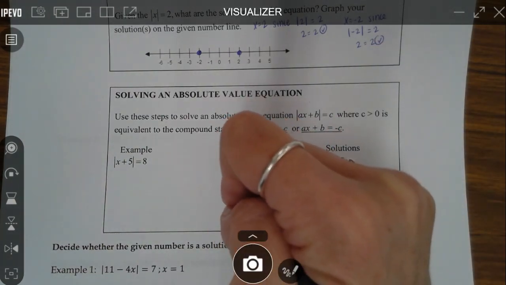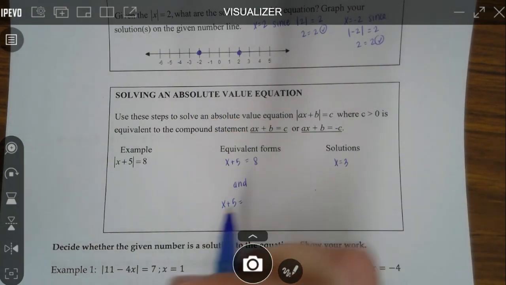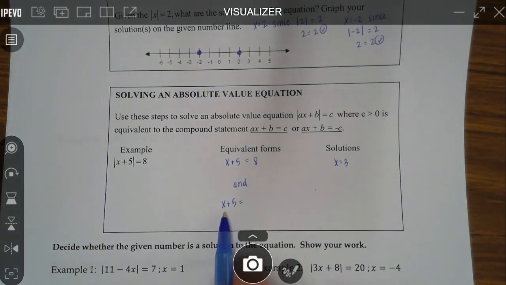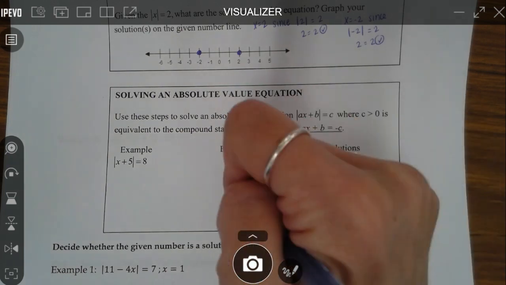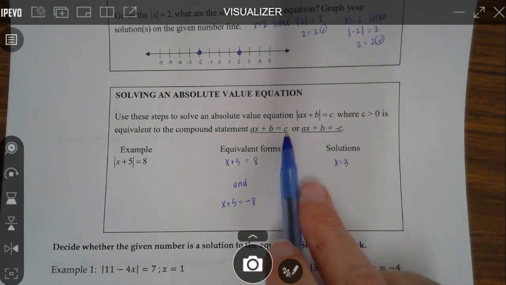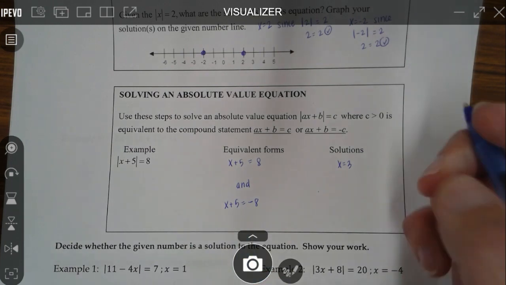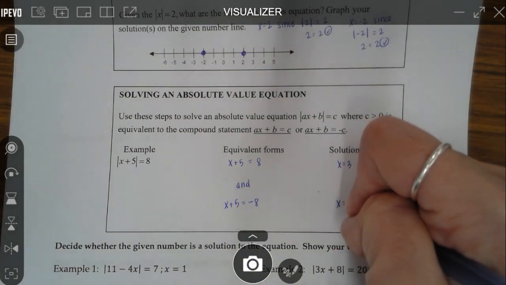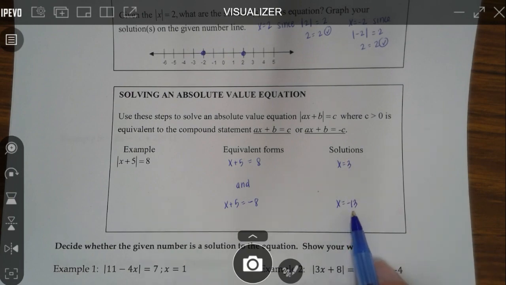My second equivalent form would be to take the x plus 5, and again, whatever's on the inside of the absolute value is going to stay the same. I'm not changing any signs of this. But instead of equaling it to a positive 8 like it did up here, it's actually going to be equal to a negative 8. And that, again, captures both of my solutions here. So if I subtract 5 from both sides in this equation, I get an x value of negative 13. So do these both work, I guess, is the question.